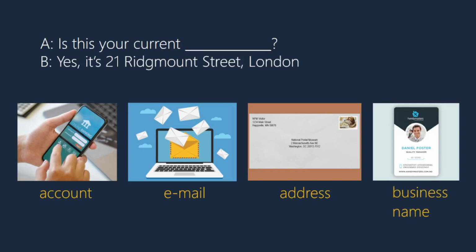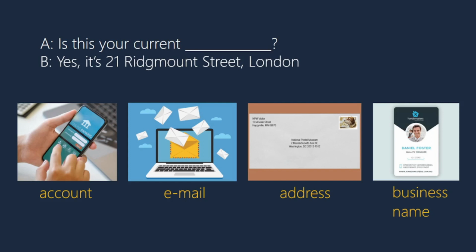Okay, so 21 Richmond Street, London. Now that's not an account because account numbers have more than 5 or 8 digits. There's no 1, 2, 3, 4, 5, 6, 7, 8, 9, 10. There's no account number for sure. It's also not an email address because we don't see it as Richmond Street at gmail.com or something like that. So it's not that.